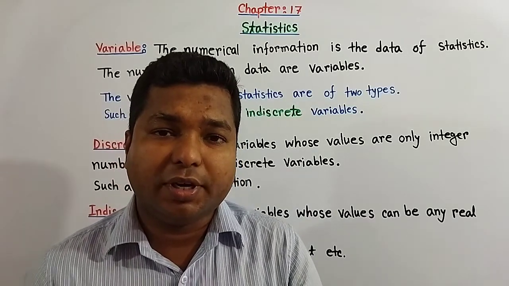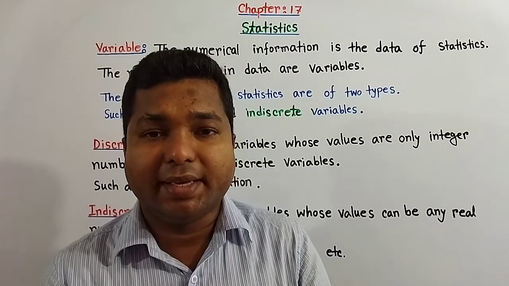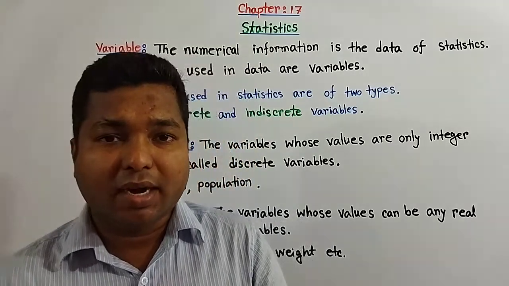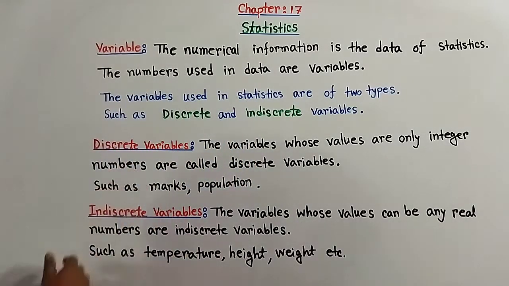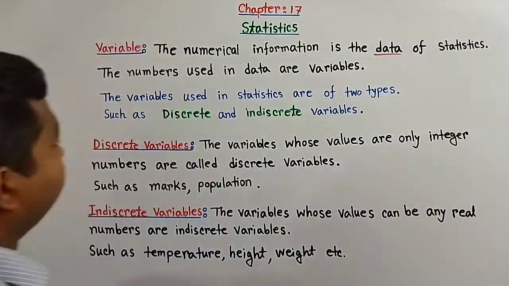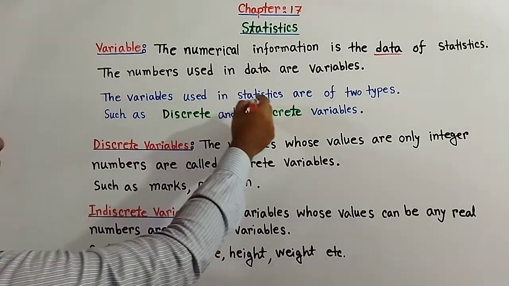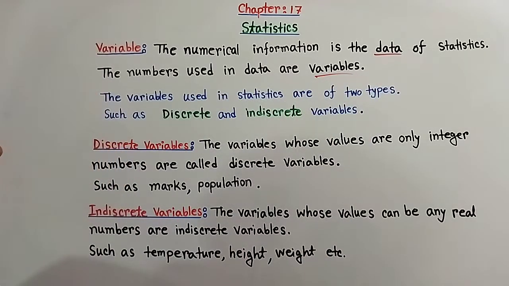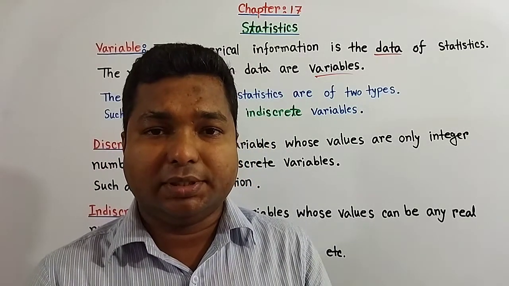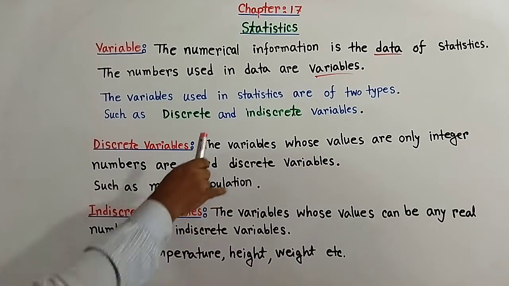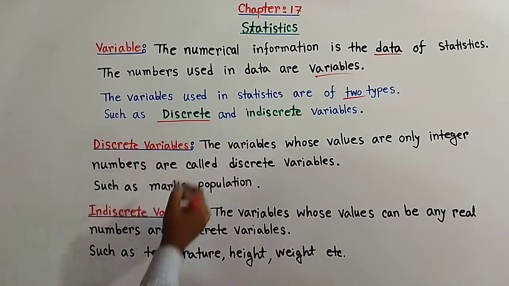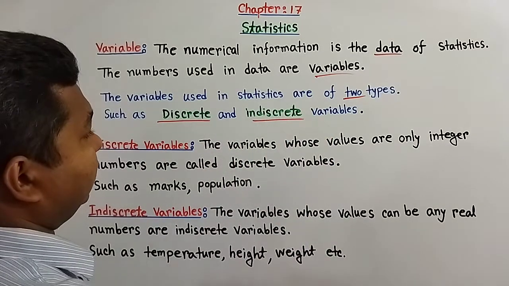My dear students, today we discuss chapter 17, Statistics. At first we discuss the basic part of this chapter. Here our first topic, variables. The numerical information is the data of statistics. The numbers used in data are variables. So the numbers used in statistics as data are known as variables. The variables used in statistics are of two types, such as discrete variables and indiscrete variables.